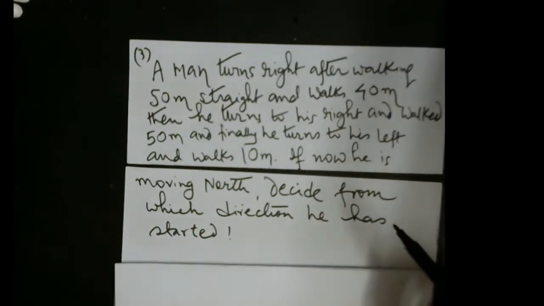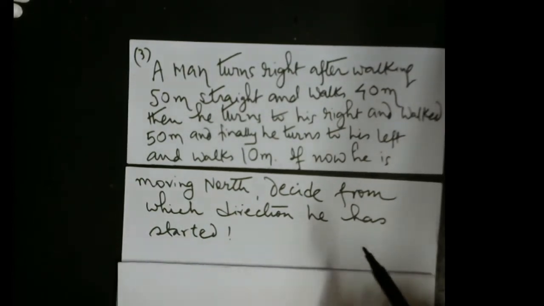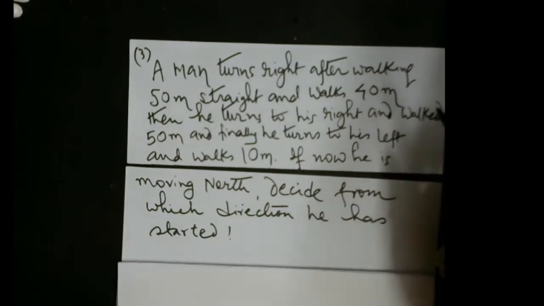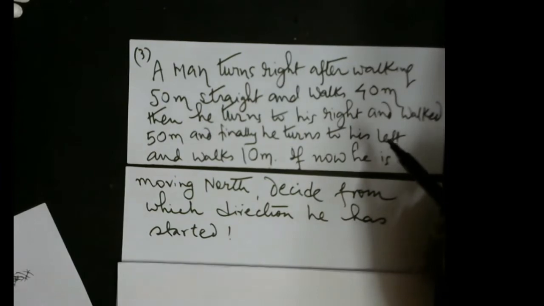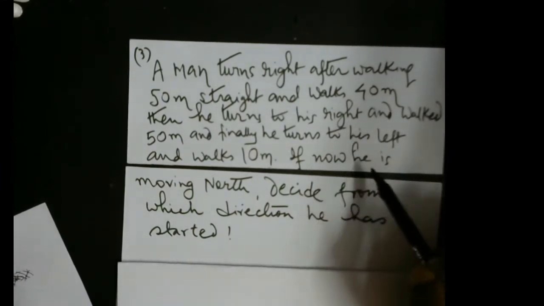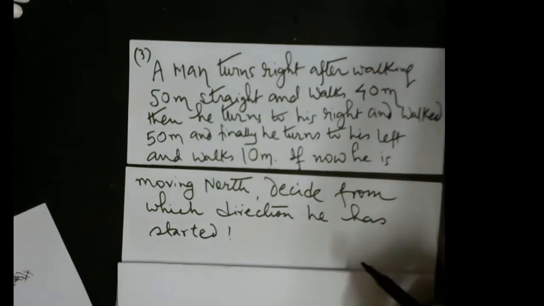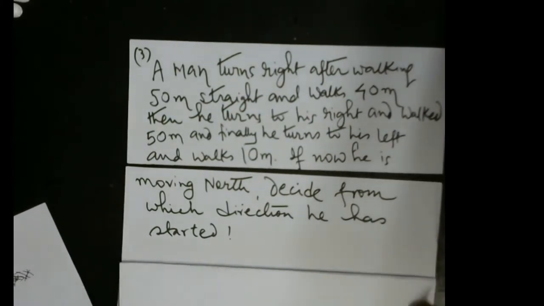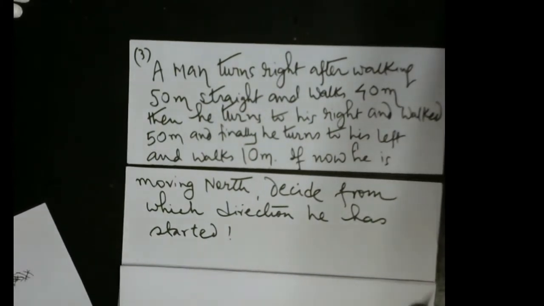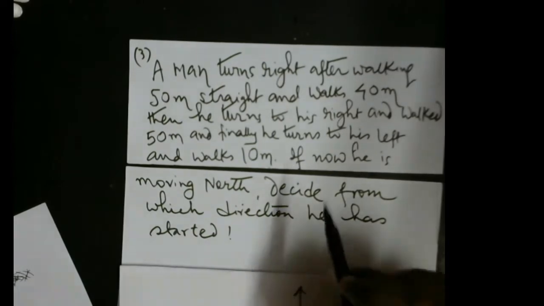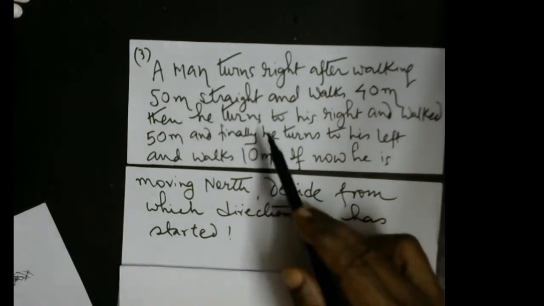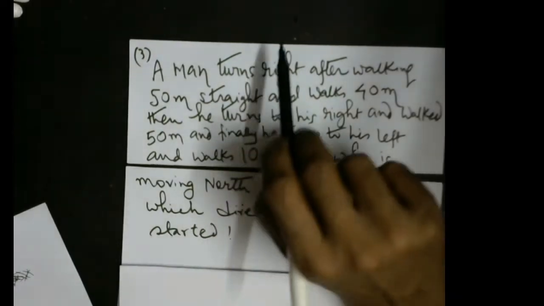That means what you need to find is which direction he has started. The final direction is said to be north. So now you have to do the reverse concept. Finally we are facing north. How much has he traveled? You have to go back. You read from the backward direction.